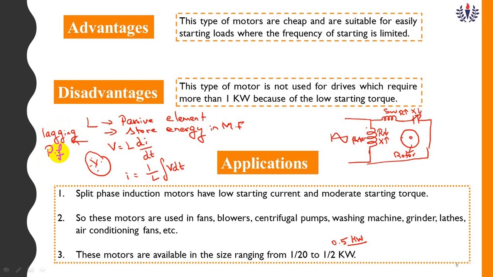Another concept in the inductor: these concepts you already studied in your basic electrical. If you apply voltage to the inductor, current flows in the inductor. Once the current flows, a flux is produced. Same principle here: if you apply the voltage, current flows in the circuit, then two fluxes are produced in the windings. One flux is in the main winding, another flux is in the starting winding.